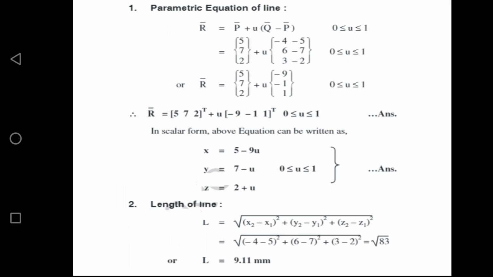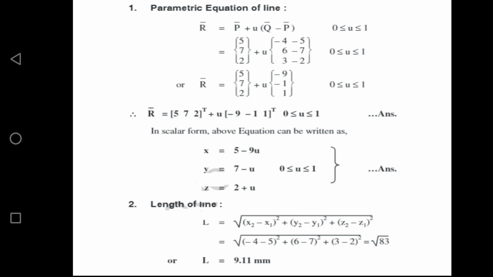We know the parametric equation of a line is p bar equal to p1 bar plus u into (p2 bar minus p1 bar). But here they have given P and Q, so we can go for further letters R, S, T. So R bar equal to P bar plus u into (Q bar minus P bar). Now I am going to write down the P and Q values in a column matrix, so it's better to find it in a matrix or vector form.